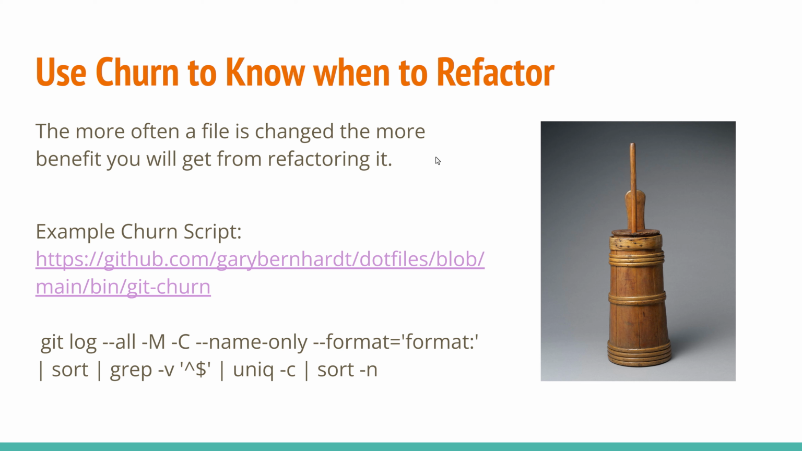Another interesting spot to look for places to refactor, where you get the biggest bang for your buck, is you can see which files change often. If you have a bunch of files and they change quite frequently, that's a great file to refactor. If you have a file that nobody touches, then it's probably not worth refactoring it, because you're not going to get the ROI on it. And git churn is basically a script you can run that tells you which files change the most in your Git repository.